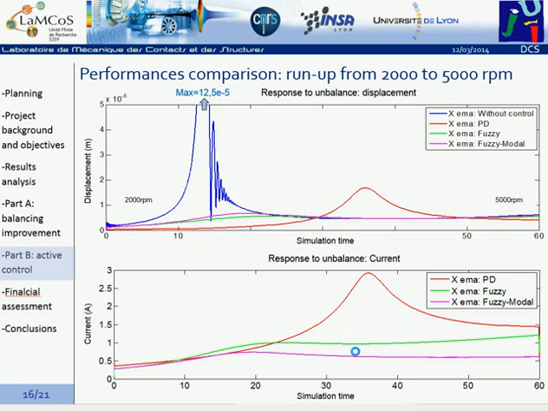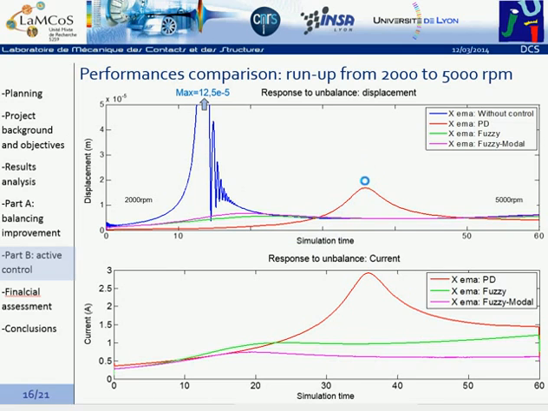The aim of the next slide is to show the benefits or the differences between using classical PD or fuzzy controllers. The first thing we can see here is that in all cases, all control systems reduce the maximum peak response. Here you can see displacement, and here you can see current. The other point is the transition regime that you can detect in the uncontrolled system. It has disappeared when controlling the system.